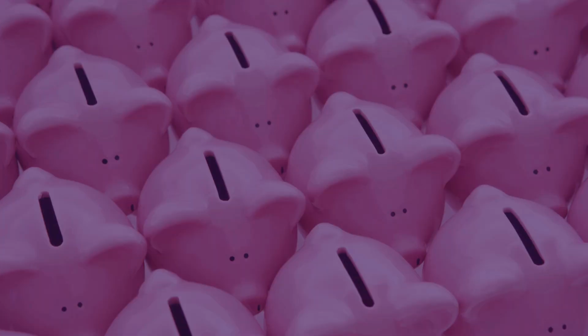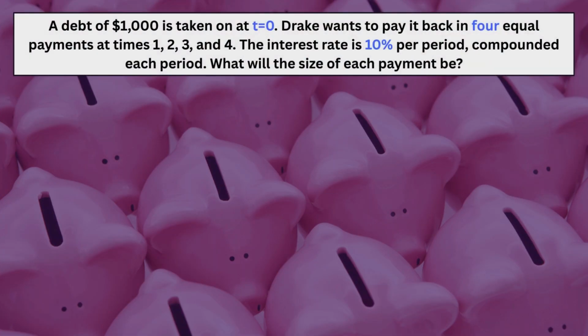Our last problem is all about loan repayment with equal payments over time. A debt of $1,000 is taken on at time 0. Drake wants to pay it back in 4 equal payments at times 1, 2, 3, and 4. The interest rate is 10% per period, compounded each period. What will the size of each payment be?